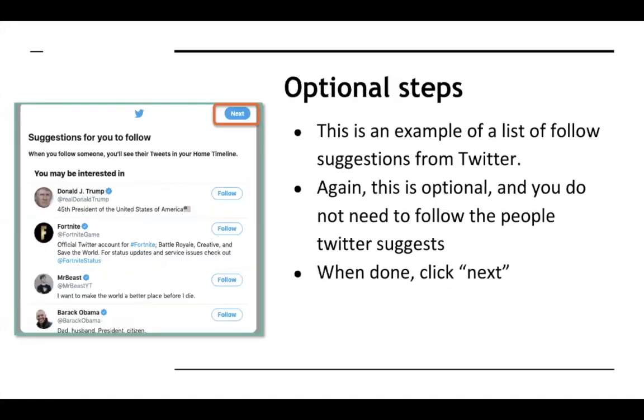Next, again an optional step, but this is an example of the kind of list that Twitter may prompt you. These could be either popular accounts or popular personalities, the ones which are trending on Twitter. So Twitter will naturally prompt you to either follow them or just skip for now and move on to next.